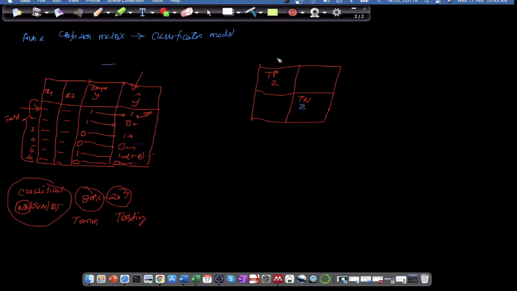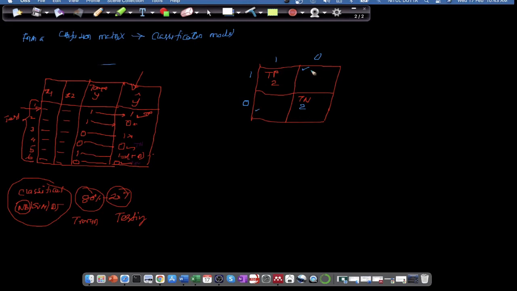We can mark this as 1, this as 1. That's not important. This represents the positive class, this the negative class, this the positive class, and this the negative class. Okay, so what will this cell represent, and what will this cell represent?